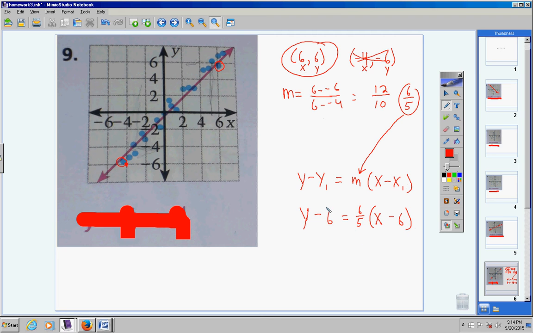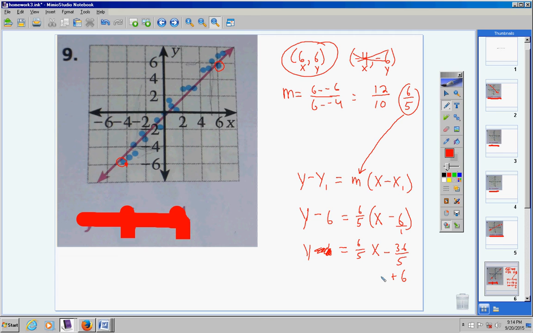Now let's get y by itself. Shouldn't be too bad. y minus 6 equals 6/5 times x is 6/5 x. 6/5 times -6 over 1, positive times negative is negative, 36 over 5. Now, to get y by itself, bring your -6 over and make it a positive 6. And let's see what you're left with. It should be, let's see, 7 1/5 minus 6, you should get 1 and 1/5.